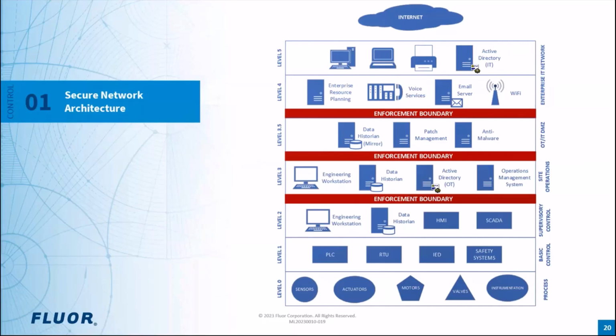And so we've already talked about reducing or even potentially eliminating the risk between IT and OT by deploying a firewall between the two. It's what we call the enforcement boundary that you see in red. Firewalls are devices that allow us to control what type of network traffic is allowed to communicate between the two networks and in which direction.